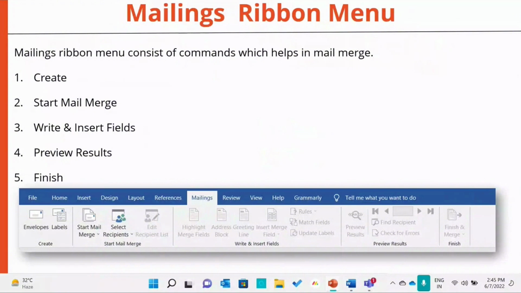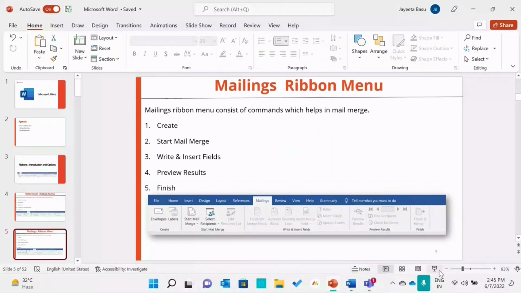You can obviously create envelopes and labels. You can start your mail merge, select the recipients you want to send the email to, write and insert different fields, preview the results as well, and finish merging of the documents. So let's see what mail merge is in Microsoft Word. Just beside references, you will be able to locate mailings. Click on it.